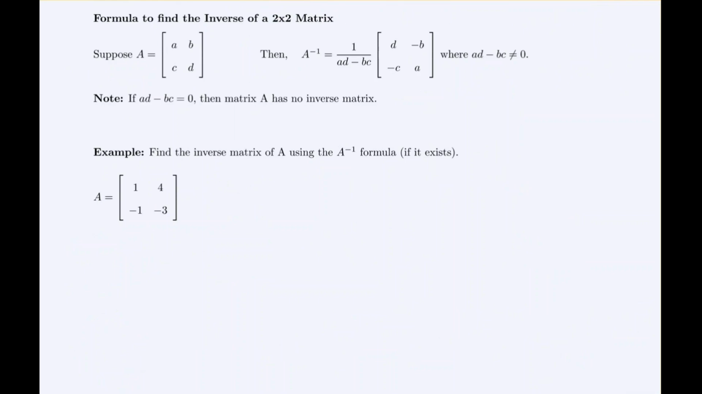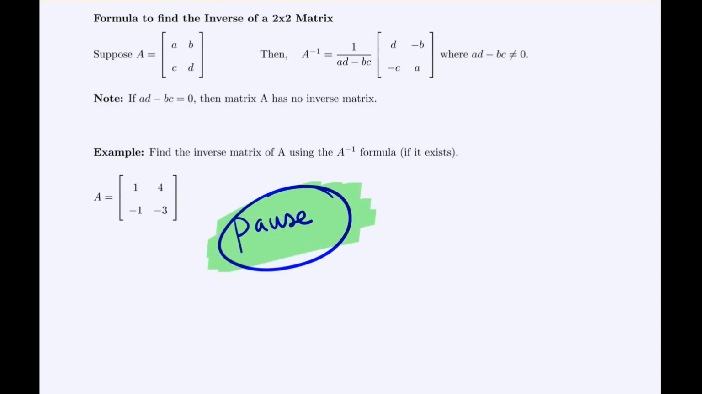You're asked to find this inverse matrix, and you can either use the formula or the row reducing method that we saw in option 1. Whichever method you choose, I recommend you pause the video, work and find the inverse, multiply the inverse you found times the original to verify that they are inverses, and then unpause to check your work.